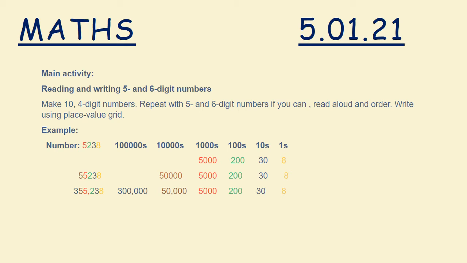55,238. In the 10,000s column, we have 50,000. In the 1,000s column, we have 5,000. In the 100s column, we have 200. In the 10s column, we have 30. And in the 1s column, we have 8. 55,238.